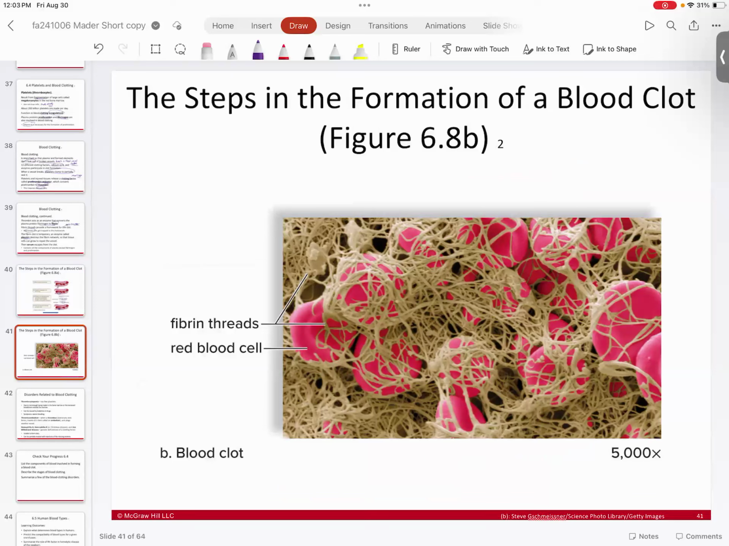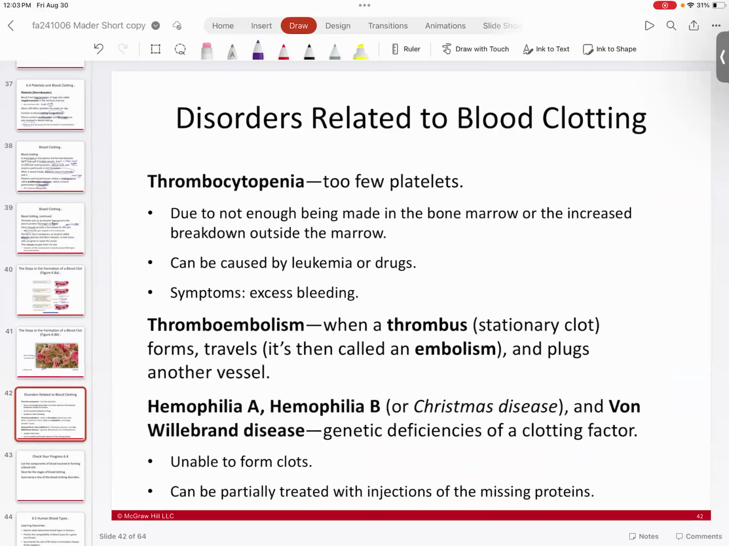This is actually a scanning electron micrograph of a clot. So you can see how these little fibrin threads have trapped a lot of red blood cells in there. And so you've effectively clotted up that hole.